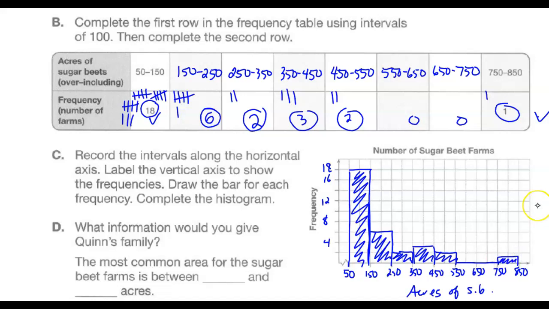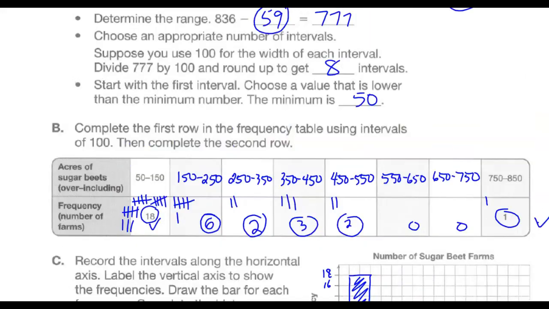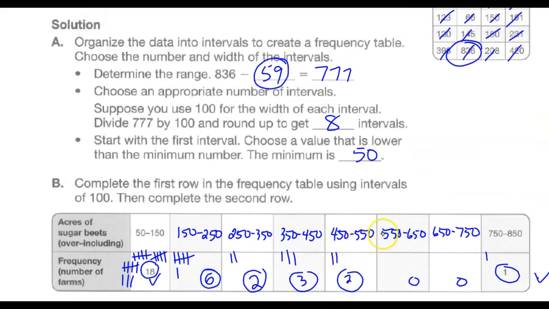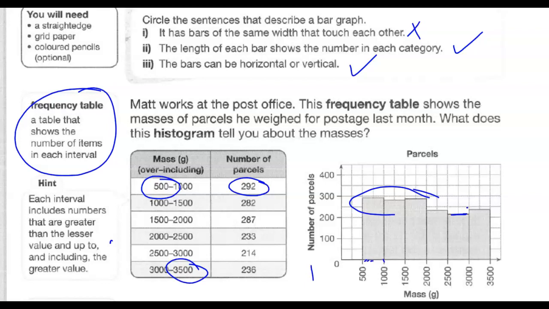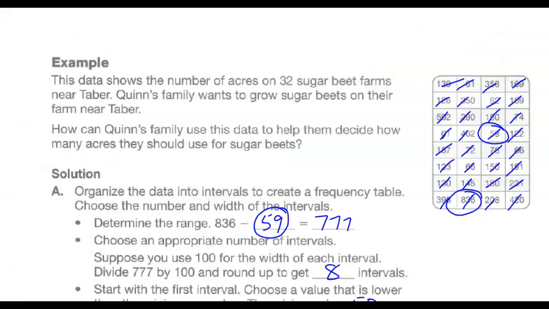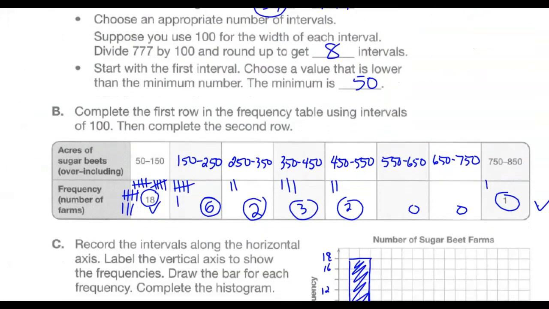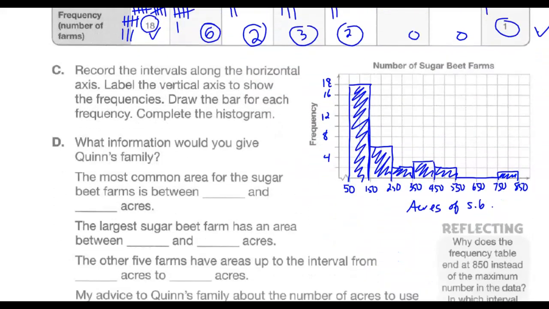Biggest thing to remember when doing that tally chart is back on the previous page where it says each interval includes numbers that are greater than the lesser value and up to and including the greater value. So that's why here when we had a lot of 150s, we included it in this one and not this one. Okay, so just remember that.